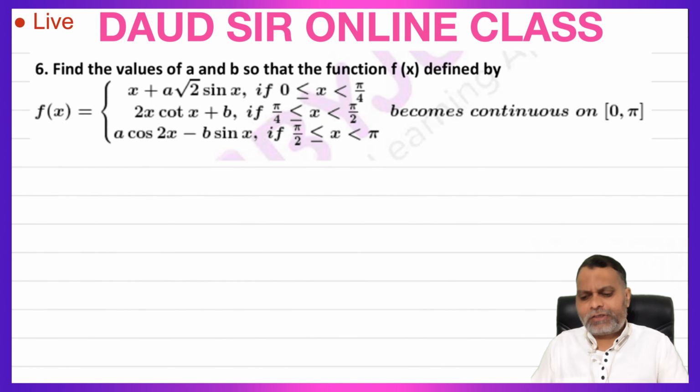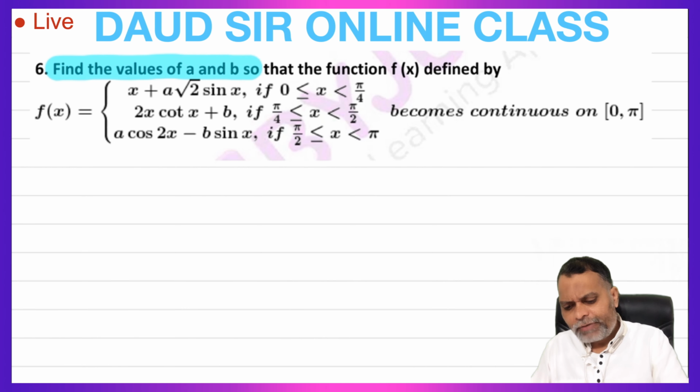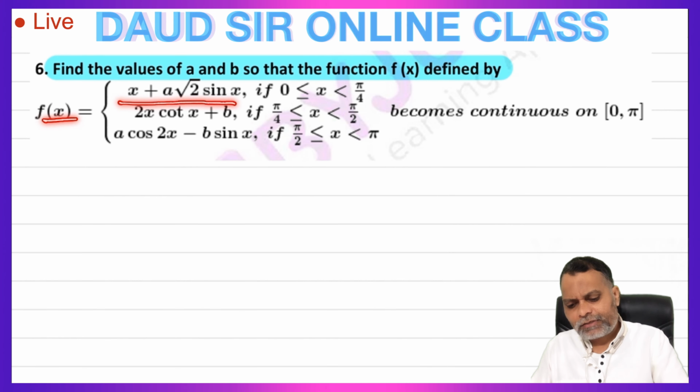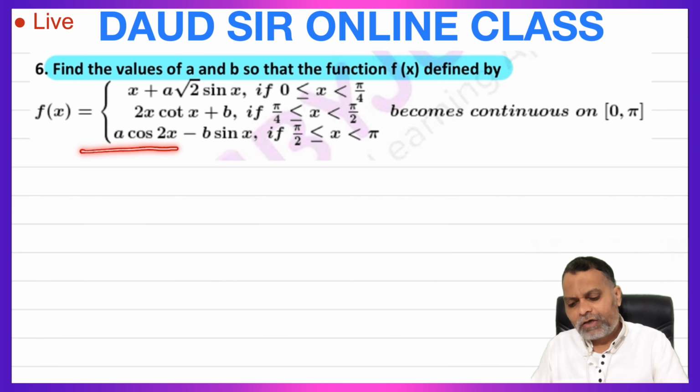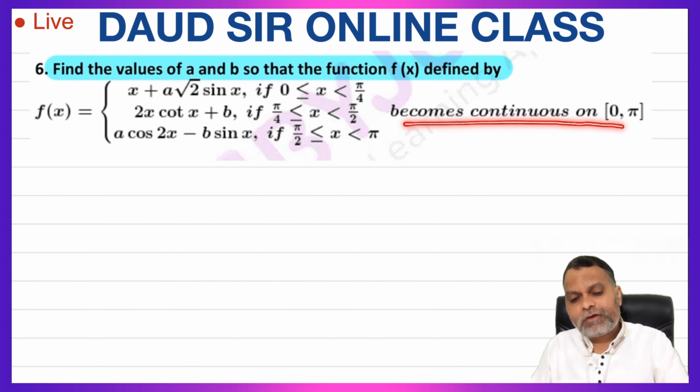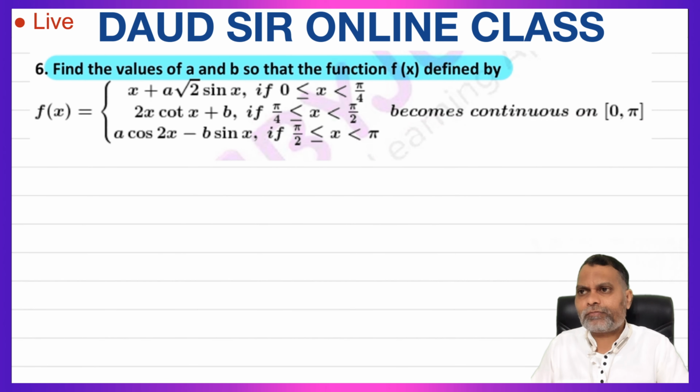Question number 6. Find the values of a and b so that the function f of x defined by f of x is equal to x plus a root 2 sin x if x is greater than or equal to 0 and less than pi by 4, and f of x is equal to 2x cot x plus b if x is greater than or equal to pi by 4 and less than pi by 2, and f of x is equal to a cos 2x minus b sin x if x is greater than or equal to pi by 2 and less than or equal to pi, becomes continuous on the closed interval 0 to pi.